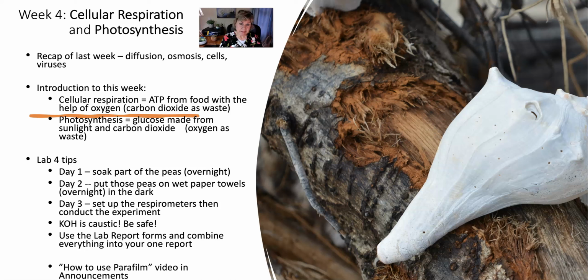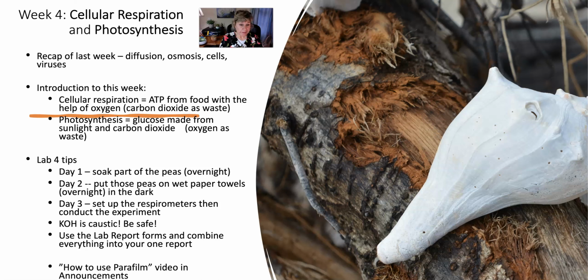All right, the next day, so now we're on day 3, you can set up the respirometers. And that's the little gadgets that you're going to set up. You're going to follow the instructions and make these little respirometers to see how much oxygen the different peas, the germinated and ungerminated peas, take in.